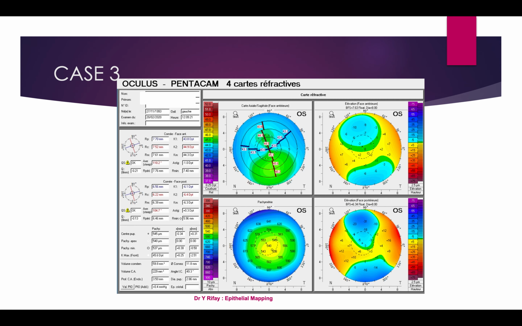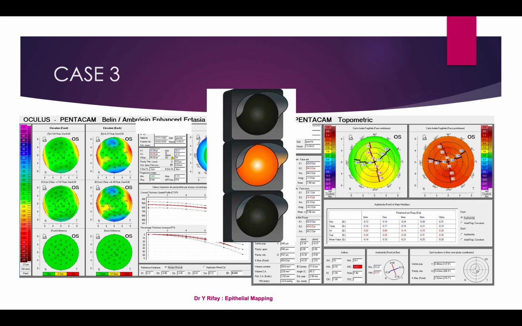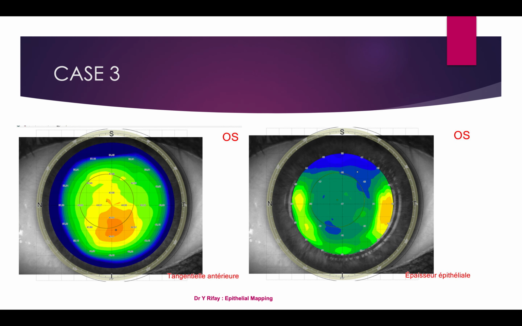So in this case, you have asymmetry in the anterior surface that can come from abnormalities in the tear film. You have the normal posterior elevation. You have a normal Belin-Ambrosio display. So it is normal or borderline. It is a borderline case. But when we do the epithelial mapping, we see in this steep area that we have a thinning that confirms the keratoconus.